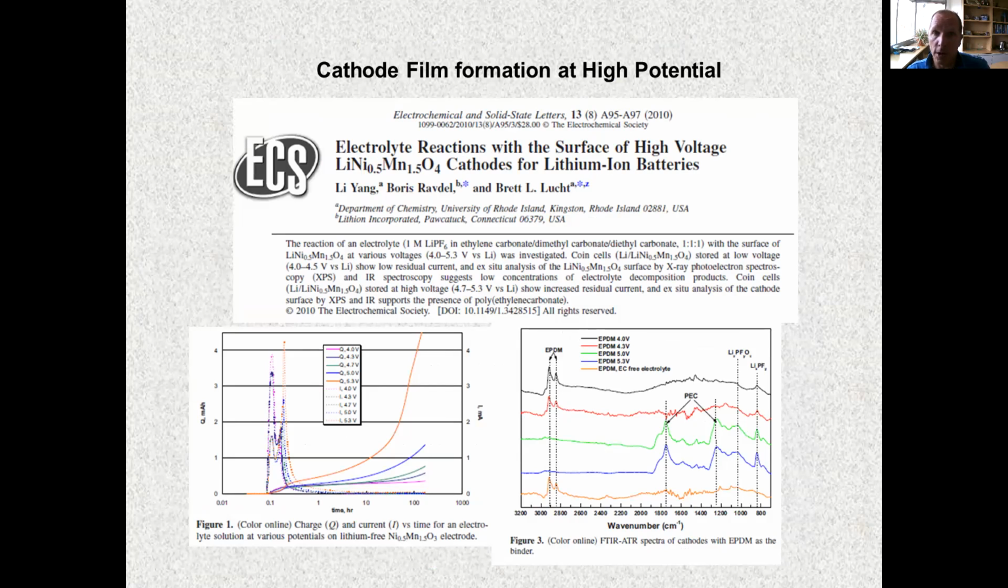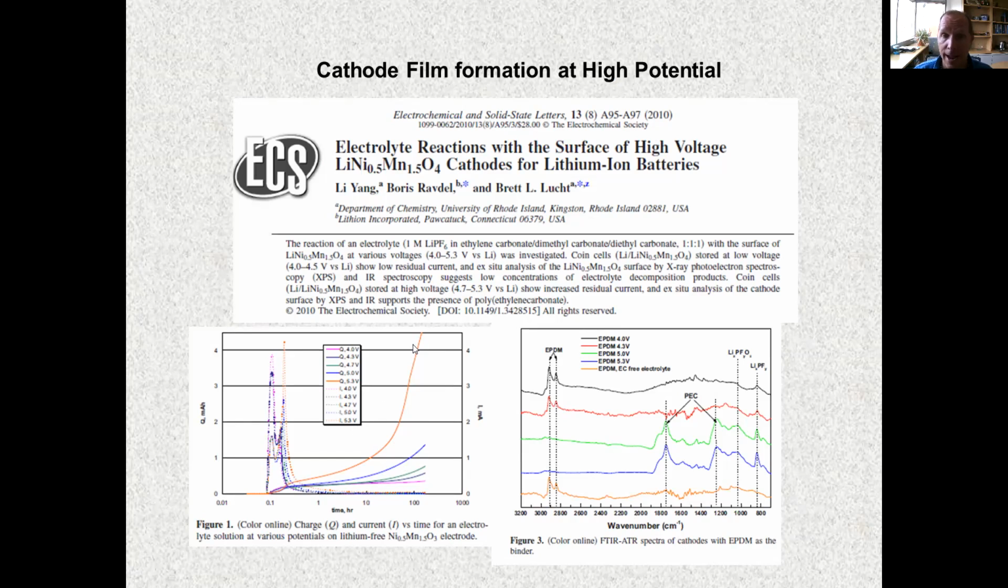So we also observed that cathode films can be formed at very high potential. Looking at the high voltage spinel, lithium nickel manganese oxide, if we take the electrolyte formulations and build cells, but instead of cycling cells, we store the cells at various potentials, what one can observe is if the potentials of the cells are relatively low, 4.0 or 4.3 volts, we don't see very much residual current flow through the cell. However, if we go to very high potentials, 4.7 or 5.0 or 5.3 volts, we see a large amount of residual current flow.